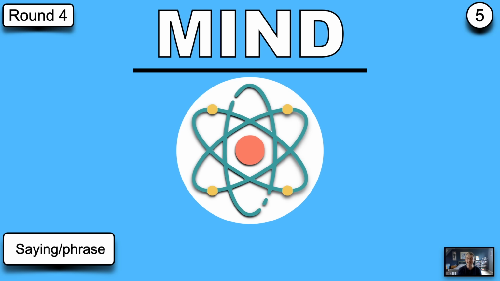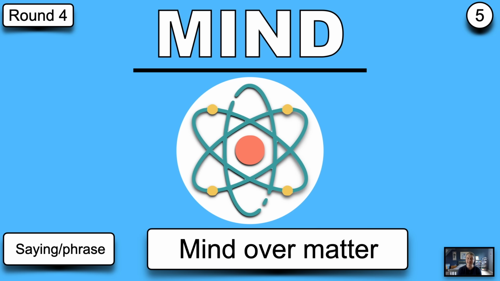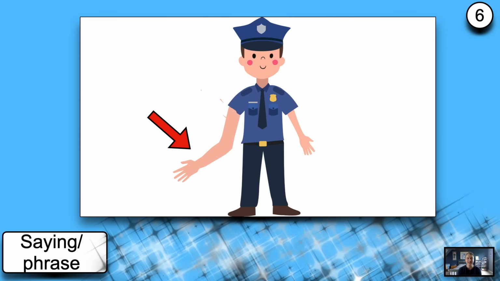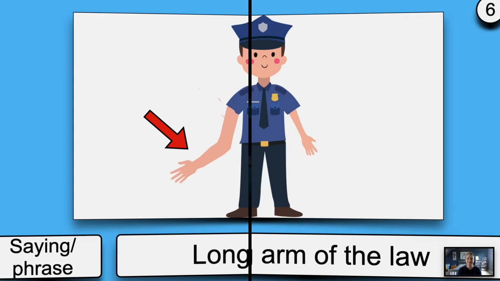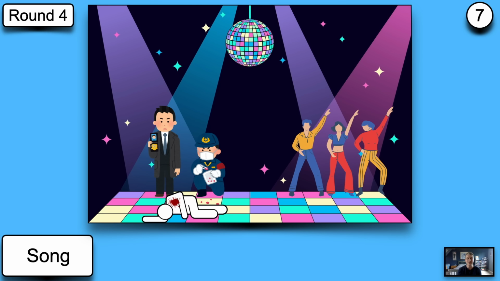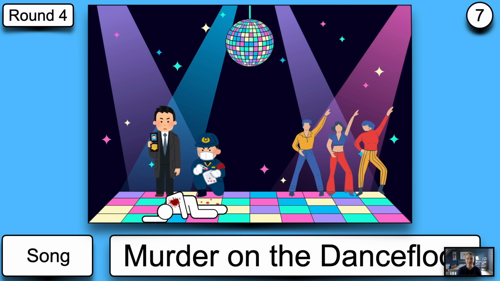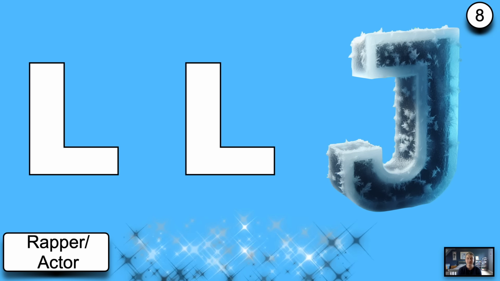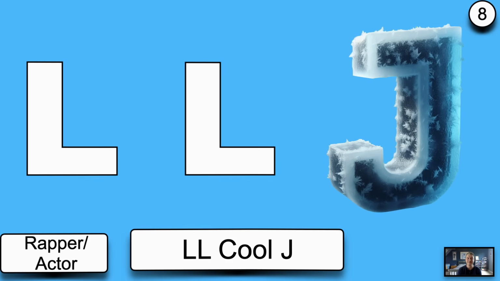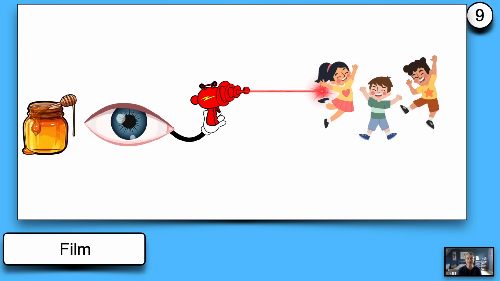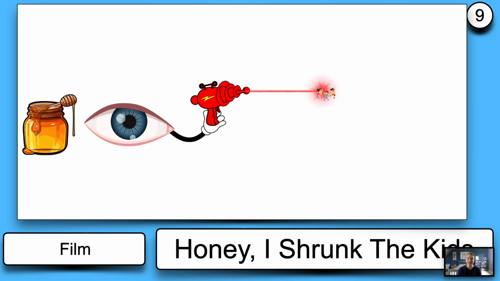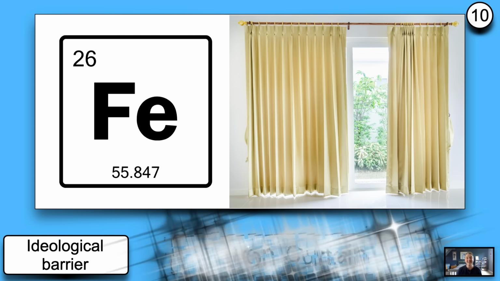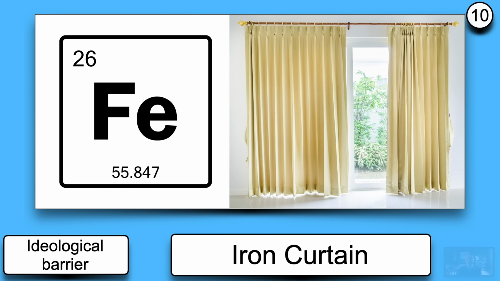Number five, the saying or phrase is mind over matter. And number six, another saying or phrase is the long arm of the law. Number seven, the song is Murder on the Dance Floor. And number eight, the rapper and actor is LL Cool J. And number nine, the film is Honey, I Shrunk the Kids. And the last one, the ideological barrier is an iron curtain.